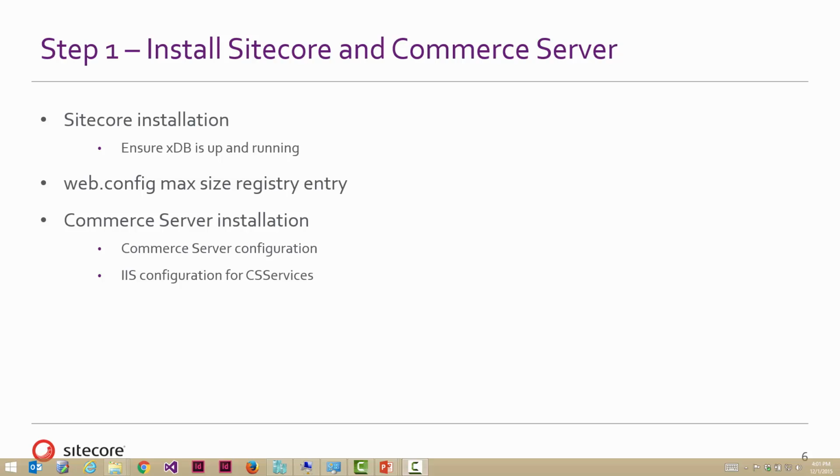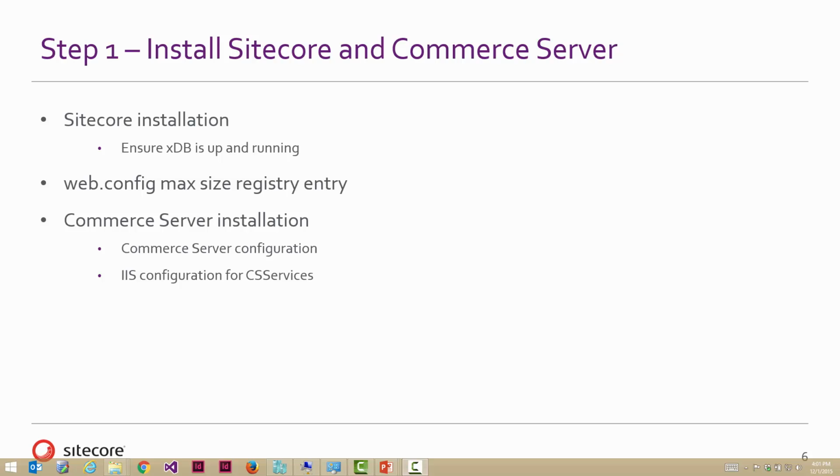So for our first steps, we're going to install Sitecore and Commerce Server. And so for the Sitecore installation, before we do that, we'll go and check that XDB is up and running. Next, we'll do a quick check on a registry entry setting for the web config. So we need to ensure that the web config can be large enough to accommodate the additional entries necessary for Commerce Server and Microsoft Dynamics.